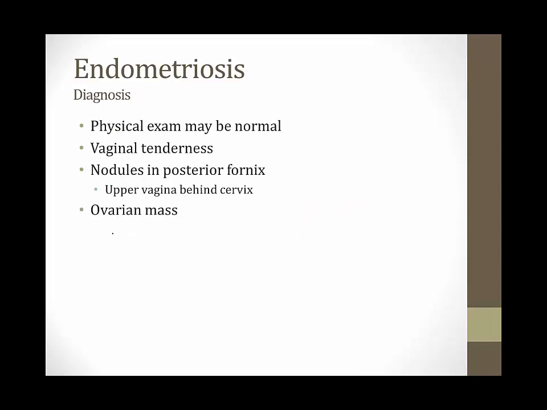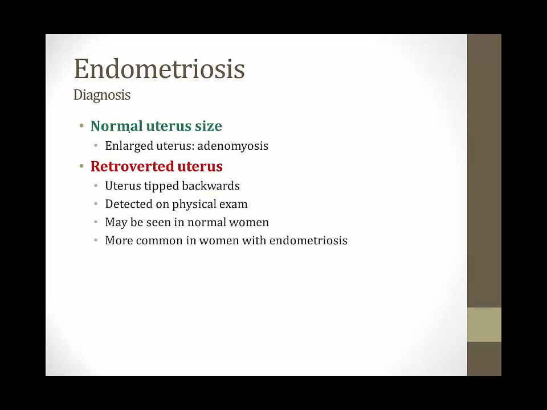The diagnosis can be tricky. The physical exam may be normal. Some women have vaginal tenderness if there's ectopic tissue near the vagina. A classic finding is nodules in the posterior fornix. The posterior fornix is the upper vagina behind the cervix. This is a common location for endometrial tissue that is ectopic in endometriosis. And finally, women who have tissue in their ovaries can have an ovarian mass. When you palpate the uterus, the size should be normal, and this is a very important physical exam finding.